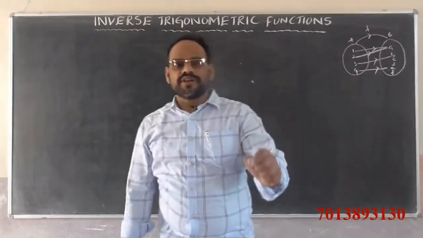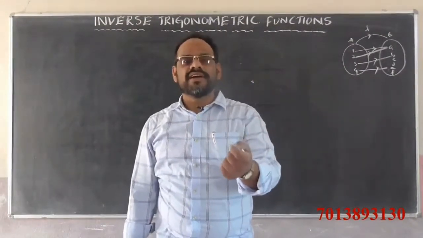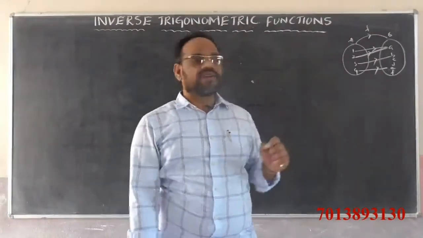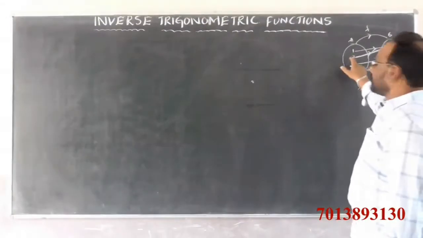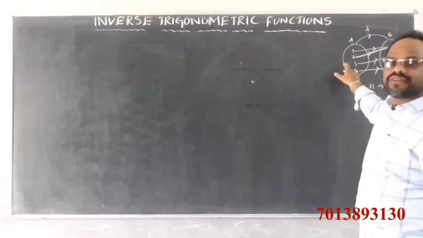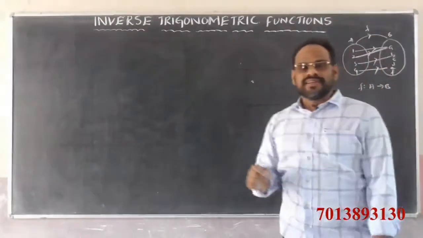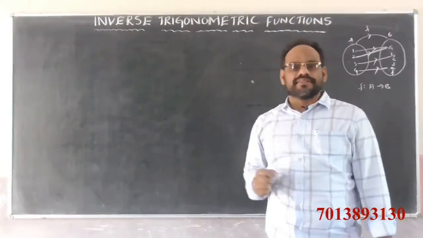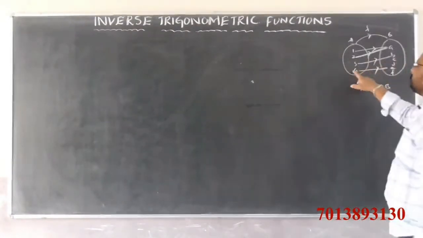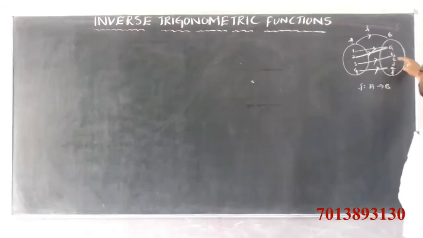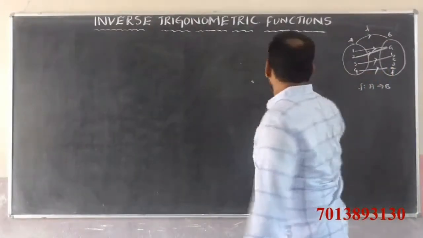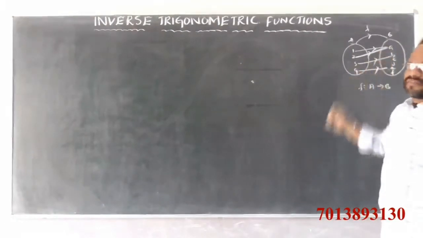So F is a relation from A to B, and F is a function from A to B because every element in set A is associated with a unique element in set B. It is denoted by F maps A to B. Here A is called the domain and B is called the codomain. The set of actual images in the codomain is called the range of the function.